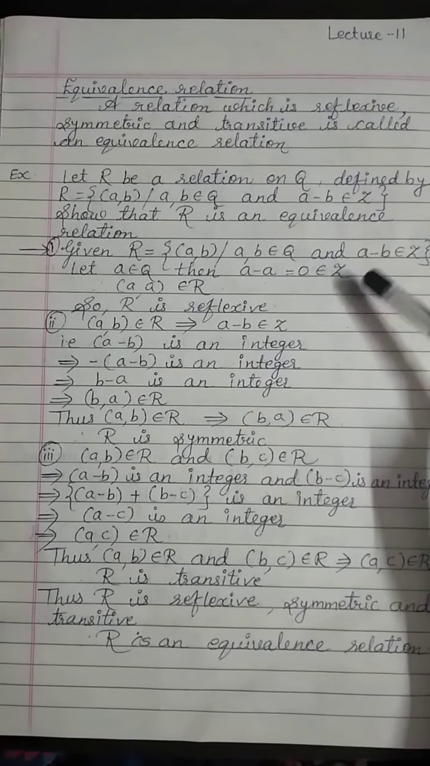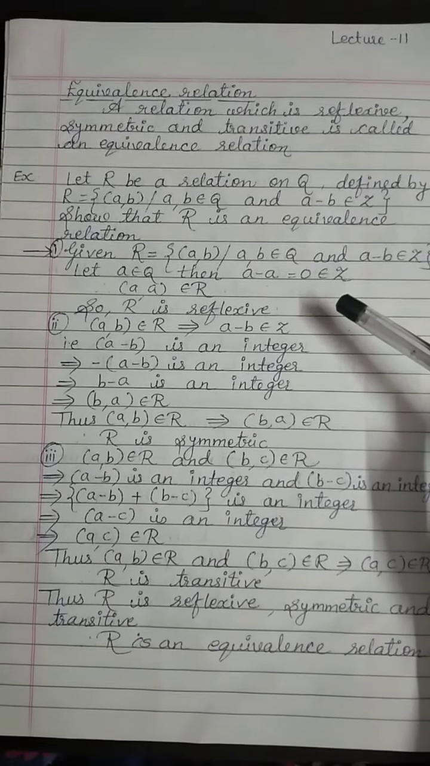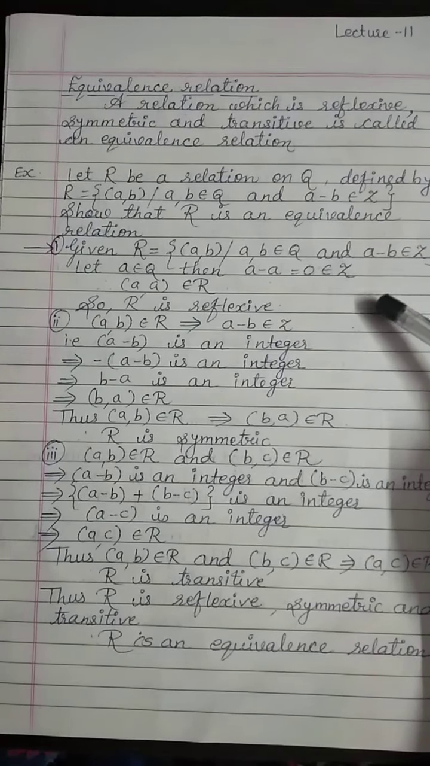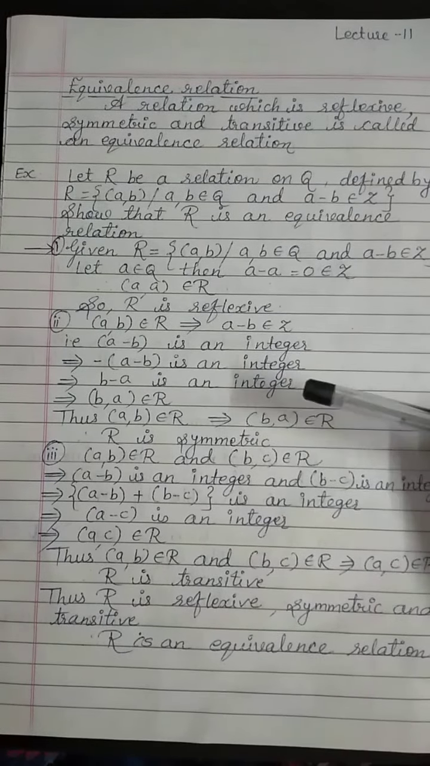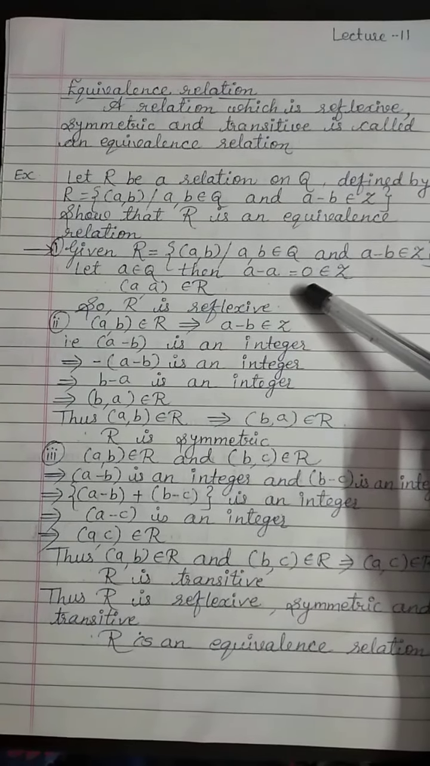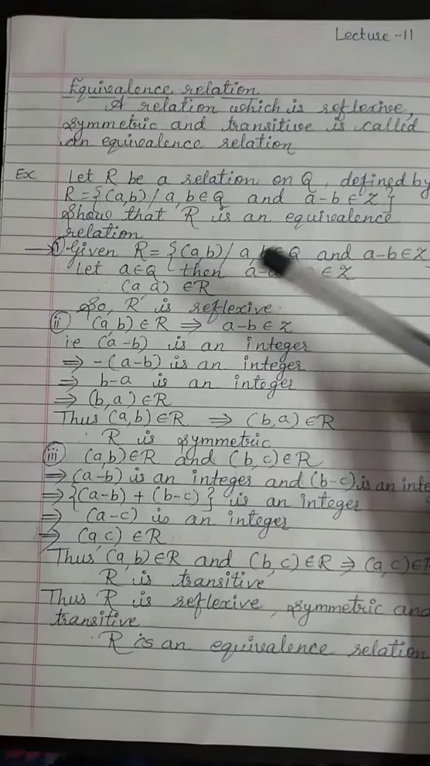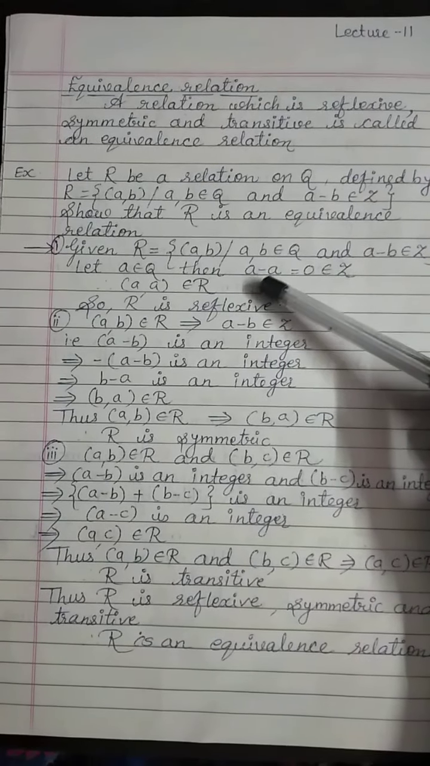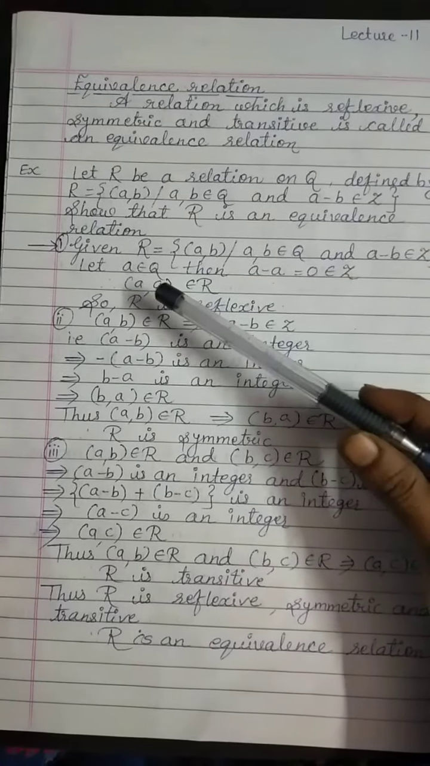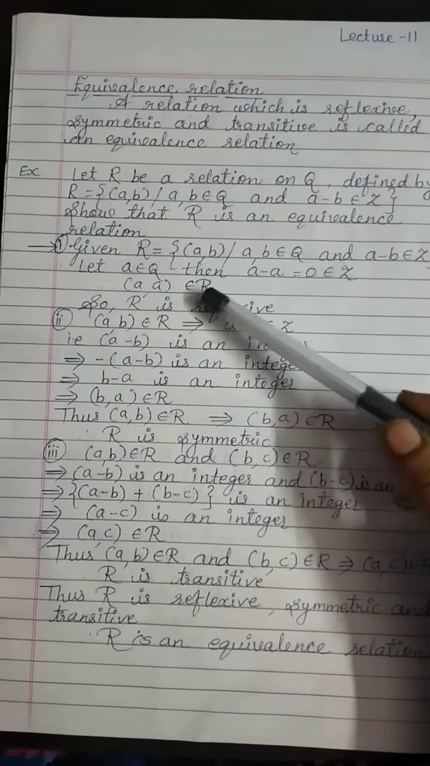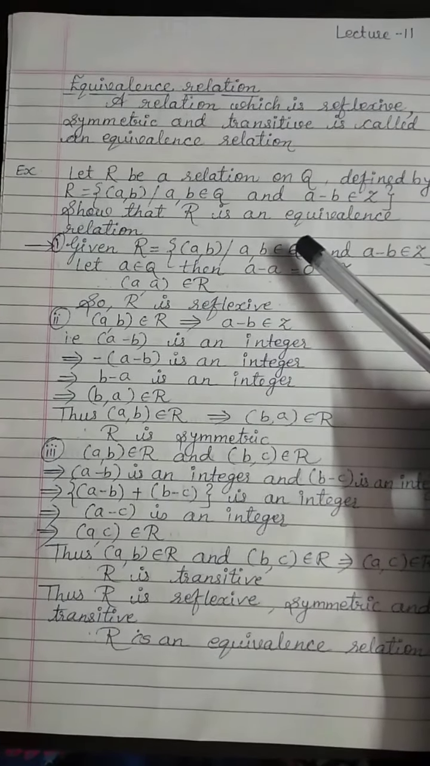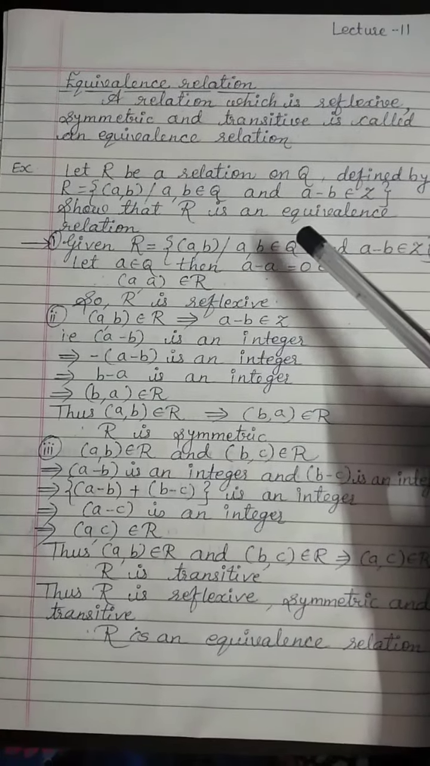We know that integers means all the numbers which we write on the x-axis, that is, the middle one is 0, left side numbers are negative and right side numbers are positive. So 0 is included in integers. So here we can say that A minus A is equal to 0 which belongs to Z. Therefore the ordered pair (A, A) belongs to R, and from this we can say that R is reflexive.